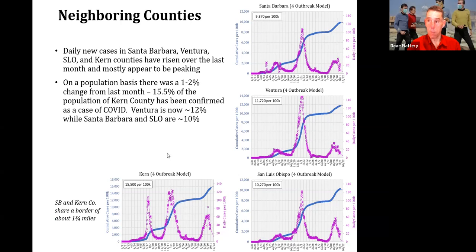If you look at the overall cumulative population confirmed case rates, the biggest is Kern at about 15%, and then Ventura is at about 12%, and San Luis Obispo and Santa Barbara County at about 10%. And those all went up 1 to 2% or 2 to 3% over the last month. So they're still going up a little bit, but down from where they were in August.